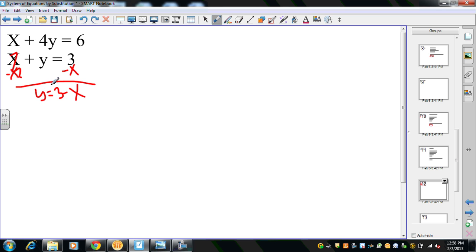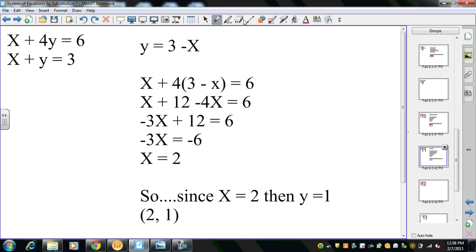Because now that I have this, I can replace this y right here with 3 minus x. Okay? Again, you could have made it x equals 3 minus y. You just would have been replacing the x with 3 minus y. This was just a preference, or what I just chose to do. It doesn't matter which way you go with, okay? All right, so going back to the problem. So I am replacing y with 3 minus x.